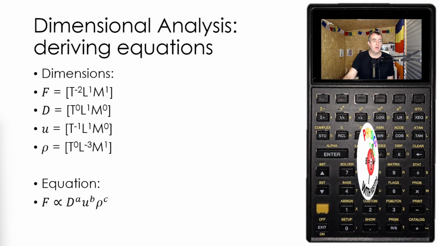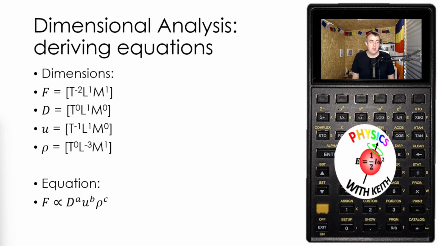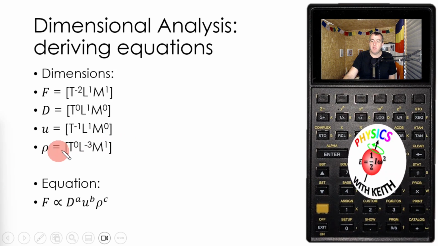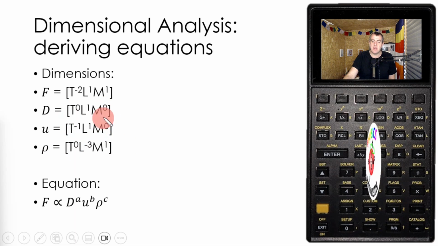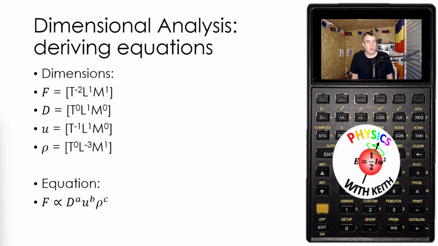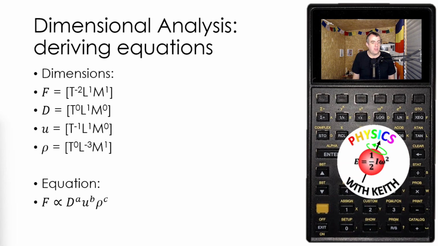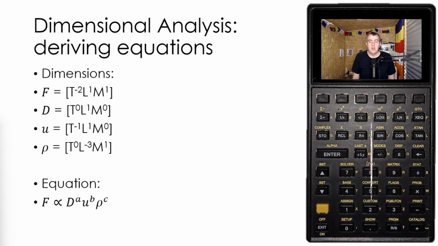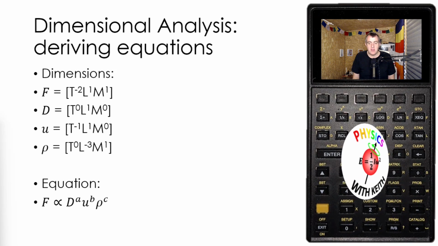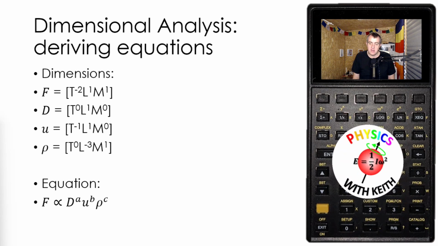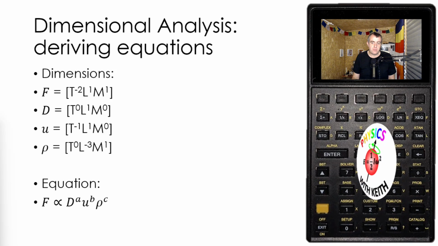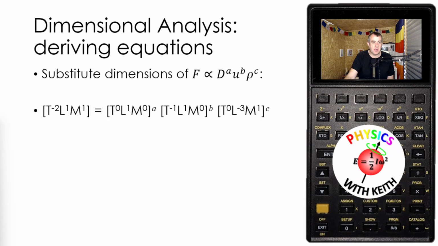Well, the dimensions of all those quantities are there. Density is a mass divided by a volume, so that's expressed here. I've kept the t's here, and the m's where there's zeros, because I think that'll make it clearer. And we think the equation, it's not going to quite be an equation because we don't know what the constant of proportionality might be, but we think that force is going to be proportional to something to do with diameter, something to do with velocity, something to do with density. And I've used A, B, C as those powers. Let's calculate what A, B, and C are.